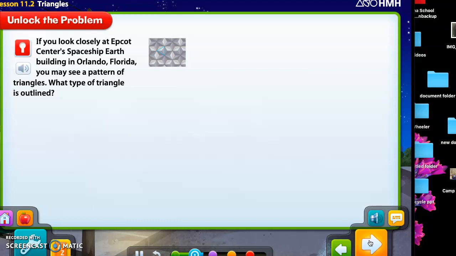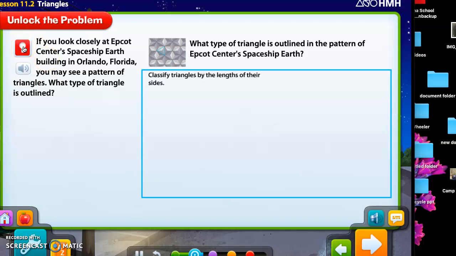Let's see how you can classify triangles based on the lengths of their sides and measures of their angles. Let's unlock the problem. Let's explore how to classify triangles by the lengths of their sides.